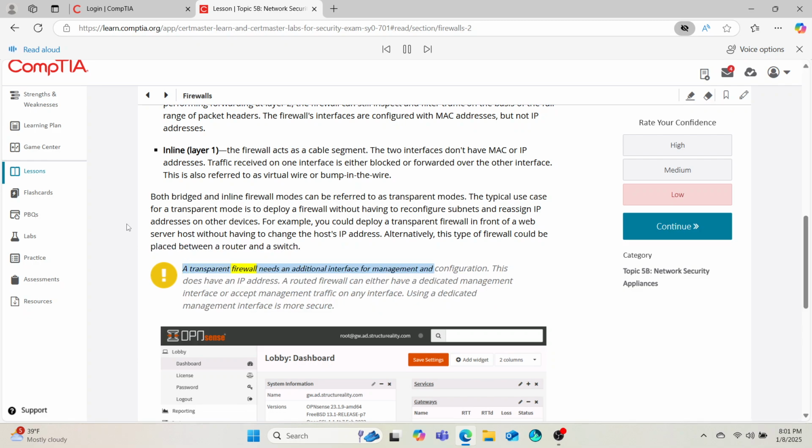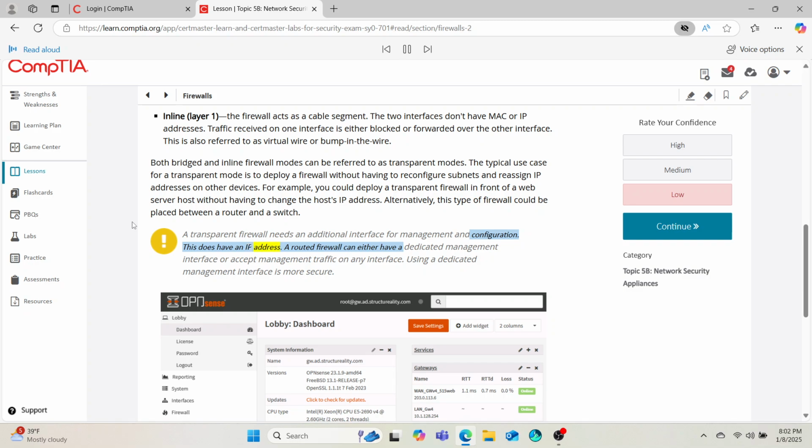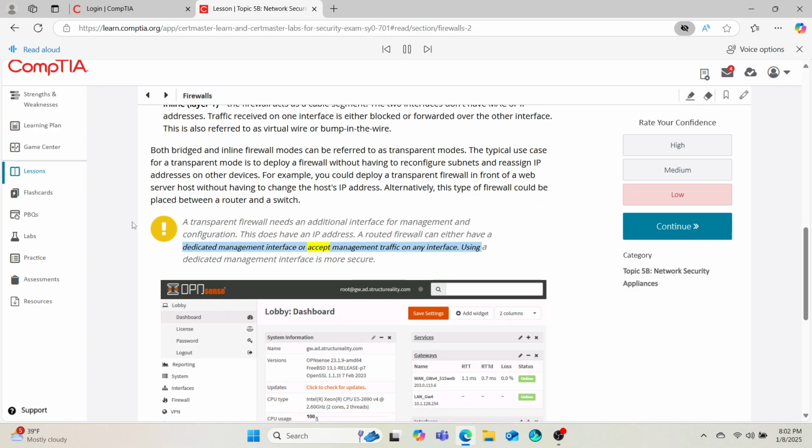A transparent firewall needs an additional interface for management and configuration. This does have an IP address. A routed firewall can either have a dedicated management interface or accept management traffic on any interface. Using a dedicated management interface is more secure.